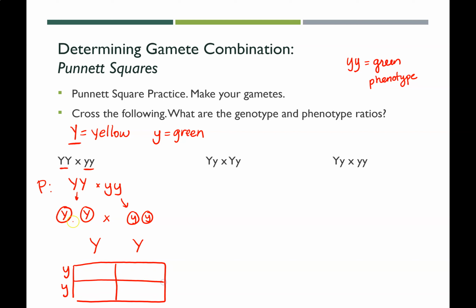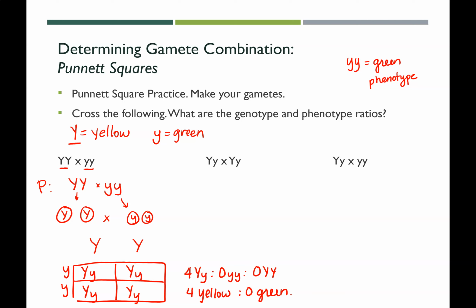All we do is move our potential gametes to the Punnett square, and then we perform our cross. So for this cross, we are going to get only heterozygous individuals. We are going to get 4 heterozygous to 0 homozygous of either kind, okay? We are going to get 4 yellow individuals and 0 green individuals.